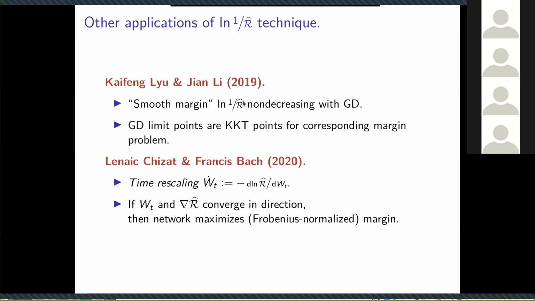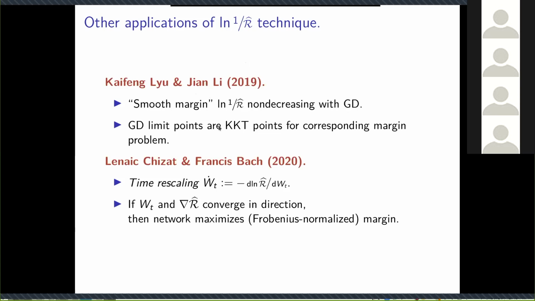Okay, so this quantity, this log 1 over R, is actually non-decreasing if you run gradient flow or gradient descent on a homogeneous network, and this is due to Kaifeng Lyu and Jian Li. The proof has many interesting steps. It's a very nice proof. One of the other things it proves is that if you run gradient descent and you look at the trajectory, its limit points are KKT points of another way to write down the margin maximization problem.